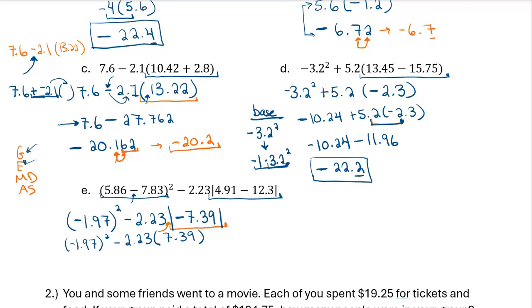Identify your base. Well, this time the negative is inside the parentheses, so the base is negative 1 97 hundredths. So that is what I'm squaring. That also means because I'm multiplying two negatives together, my answer will be positive. So I get 3.800, there we go.